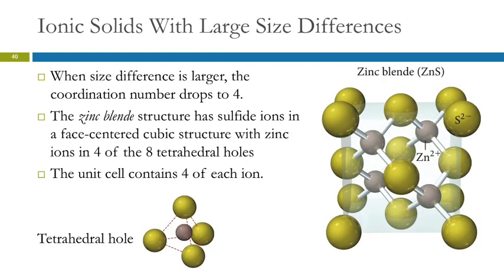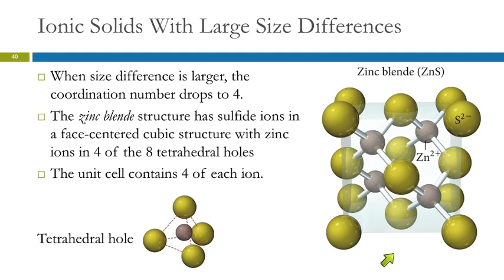If we have an even larger difference in size, now the coordination number is going to get even smaller. So zinc sulfide can arrange itself in a structure called zinc blende. And here what we have is sulfide ions in a face-centered cubic structure, with zinc ions in 4 of the 8 tetrahedral holes. What the heck is a tetrahedral hole? Well, if you have four spheres forming a tetrahedron, the hole between them is a tetrahedral hole.